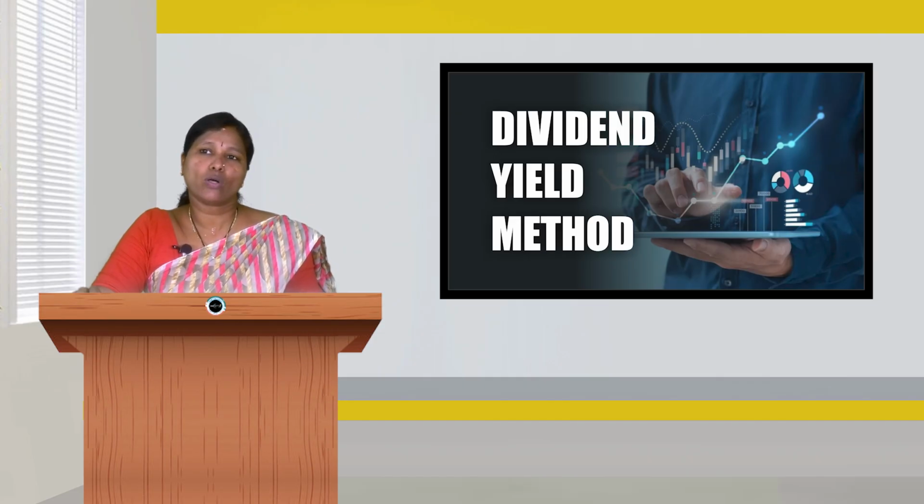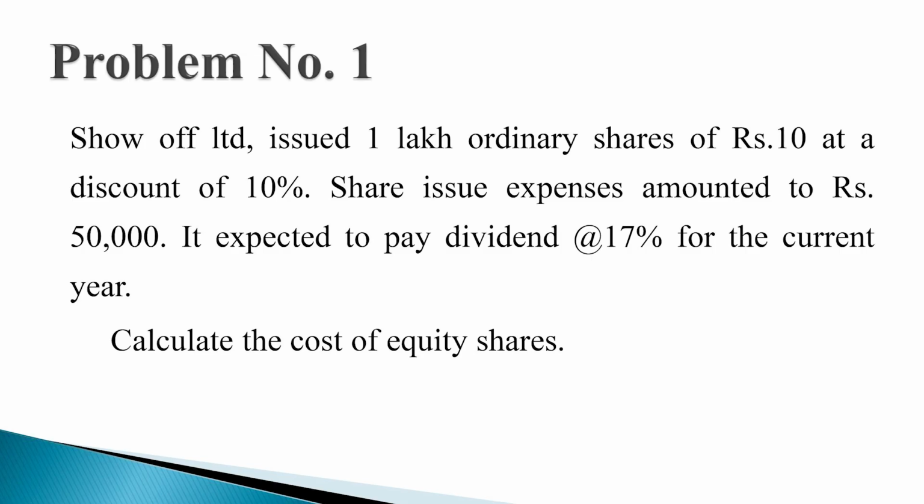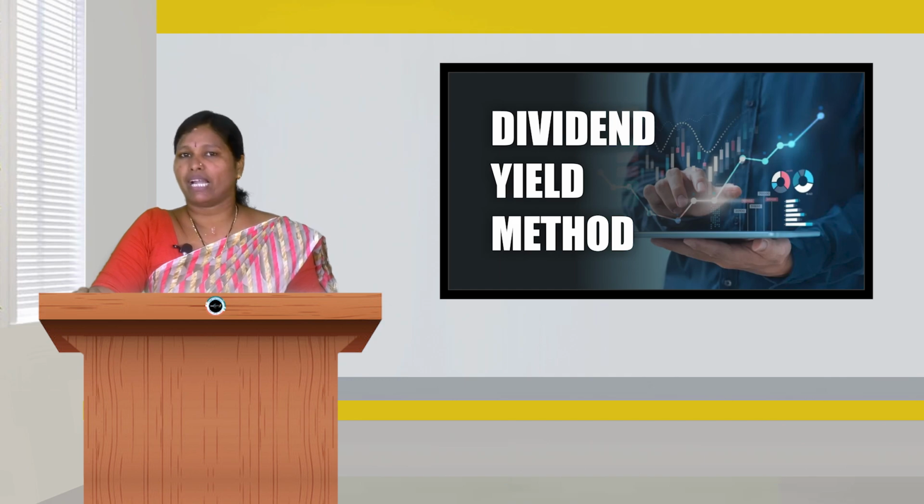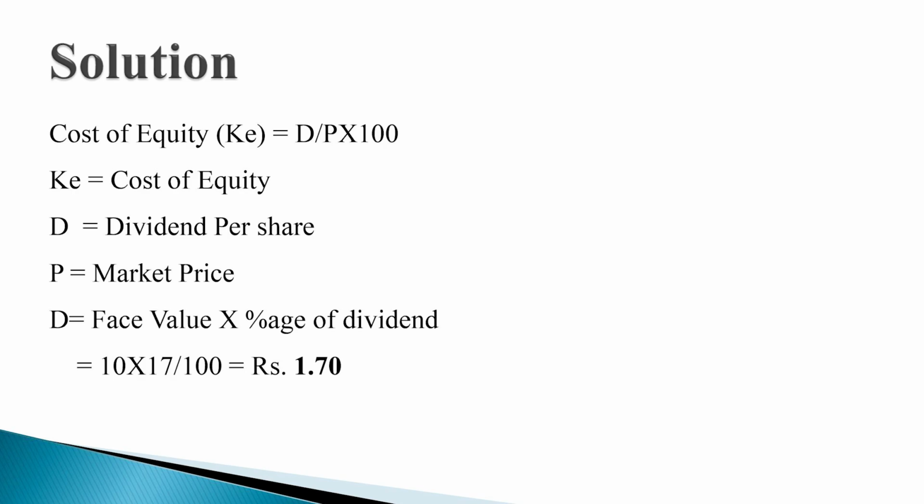Now, I'll read out one problem, then we will solve. Show Off Limited issued 1 lakh ordinary shares of rupees 10 at a discount of 10%. Share issue expenses amounted to rupees 50,000. It expected to pay dividend at 17% for the current year. Calculate the cost of equity shares. Under which method? Under the dividend yield method. What is the formula we should apply? The cost of equity or KE is equal to D divided by P into 100.